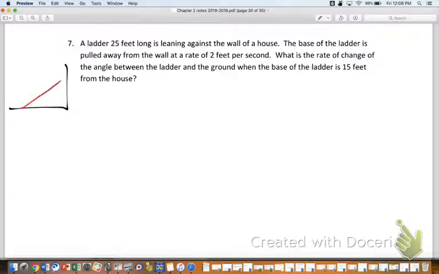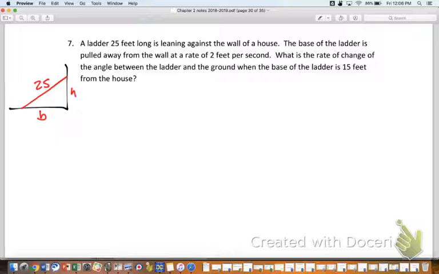ladder. And I'd start labeling stuff. Maybe I don't know everything. Maybe I'd put the 25 right there. And then especially if I had already done that one that had the Pythagorean theorem, maybe I put like a B and an H right here. Because I know once this ladder starts moving, the B and the H will have to be variables because they're going to be changing the entire time.